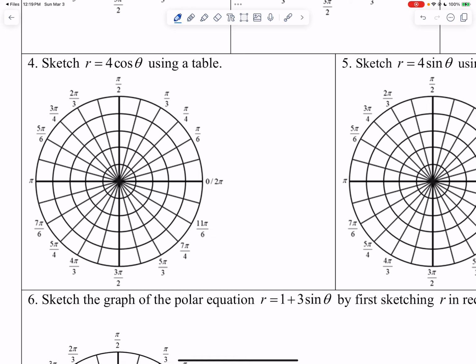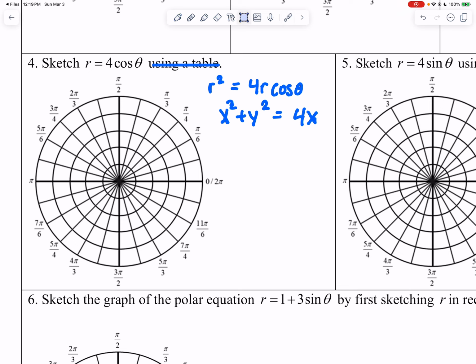So for number 4, we want to sketch r is equal to 4 cosine of theta using a table. Okay, so what I'm going to do here is multiply r by both sides. I know this is using a table, but I'm going to use the rectangular version of this. So r cosine of theta. So then I have x squared plus y squared is equal to 4x. I have x squared, I have 4x, and I have y squared.